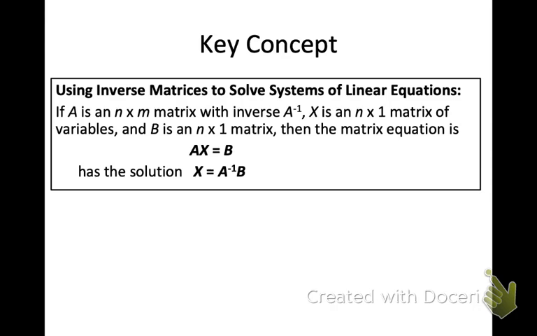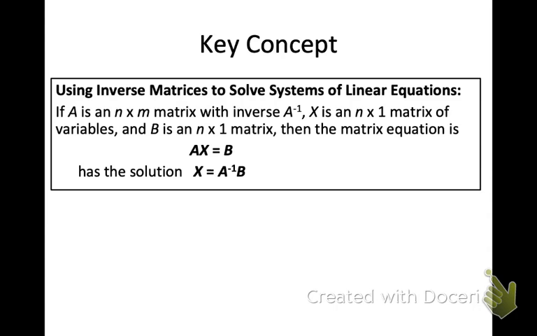All right, so if A is some n by n matrix with an inverse, and we designate matrix X as some n by 1 matrix of some variables, and B is another n by 1 matrix, then we have the following matrix equation: A matrix times X matrix.